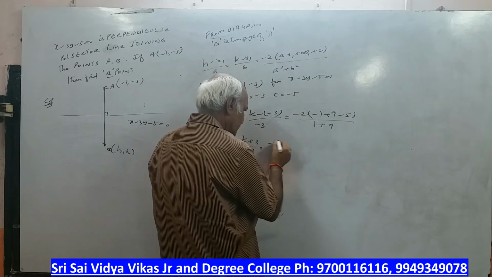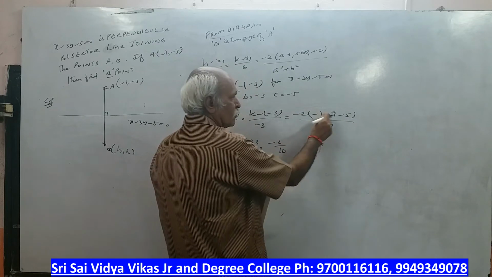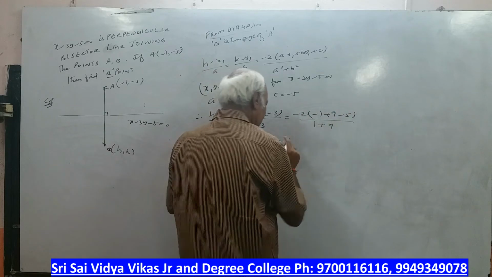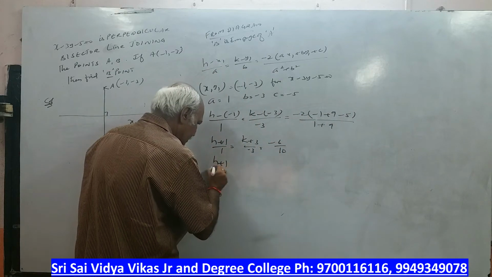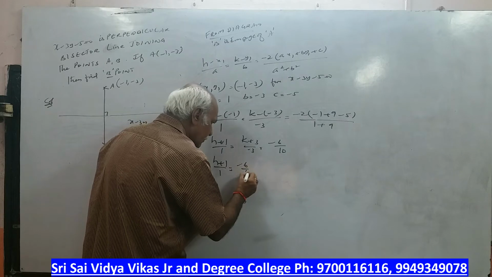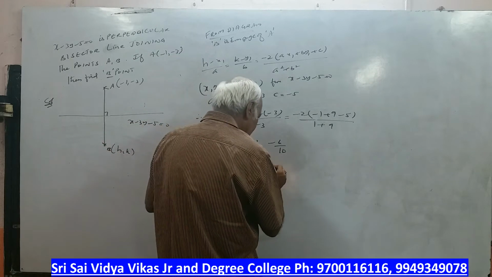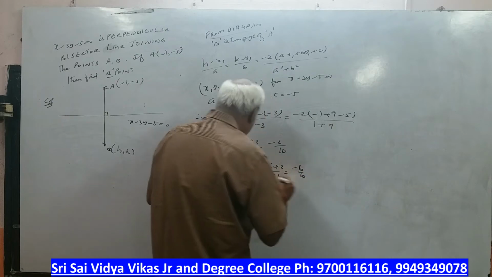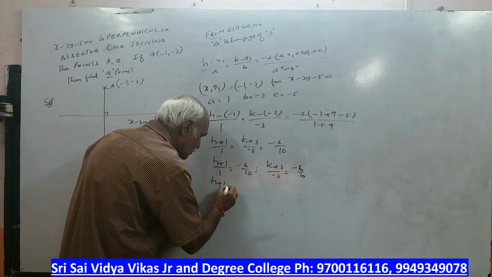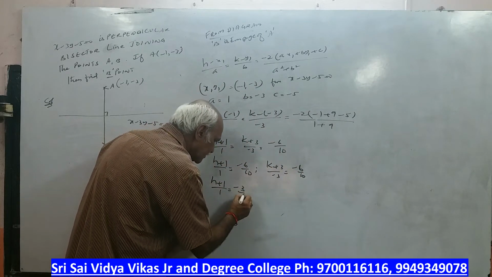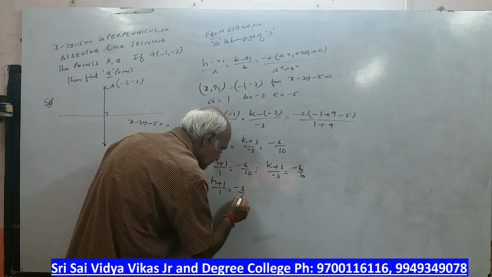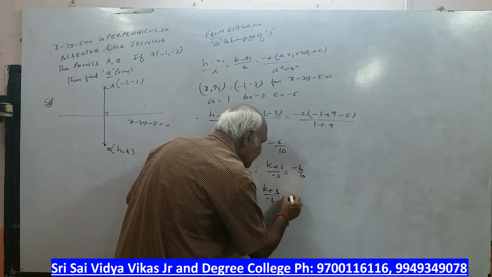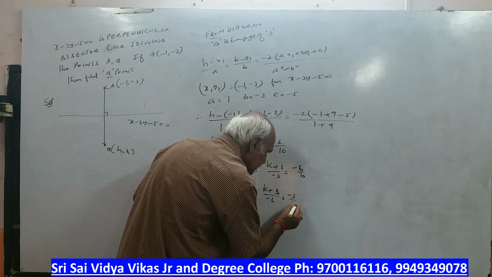3 twos are 6. So minus 6 by 10. So H plus 1 by 1 is equal to minus 6 by 10. K plus 3 by minus 3 is equal to minus 6 by 10. I cancel with the 2 table, minus 3 by 5. Here also minus 3 by 5.